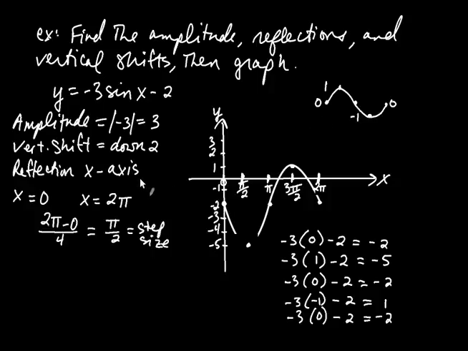And finally, there's been a reflection across the x-axis. Basic sine looked like this, but if you reflect it, all of a sudden the graph looks something like that. Okay, it's been inverted, and that's what happens here. You can see how the graph looked like that.